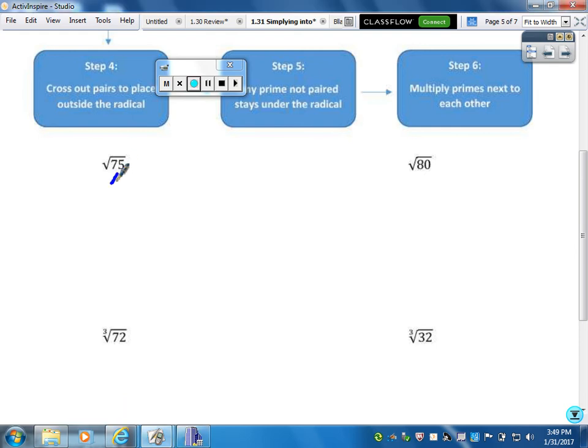The first thing you should do is make a factor tree. We're going to find all of our primes. So what times what makes 75? I'm thinking 3 times 25 makes 75. 3 is prime, 25 is not. So the next thing I'm going to do is say what times what makes 25? That's 5 times 5.